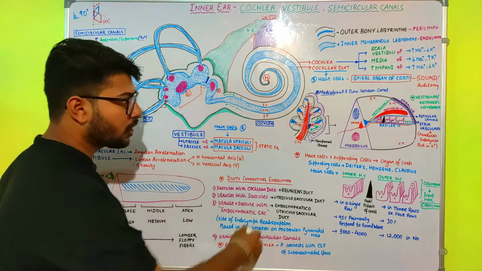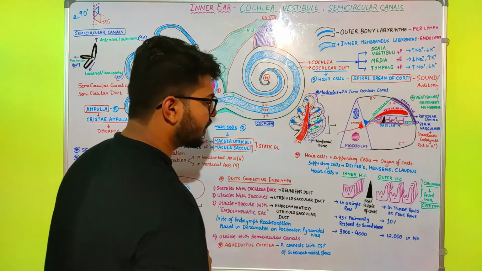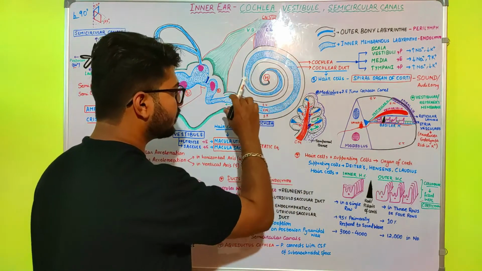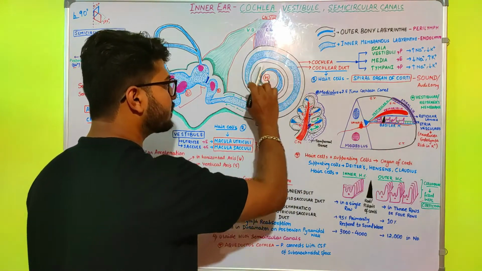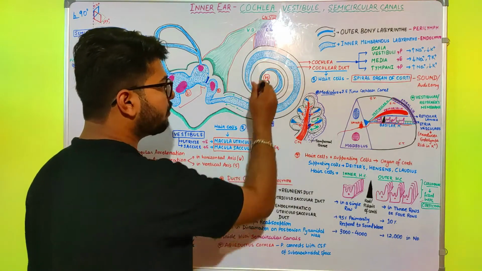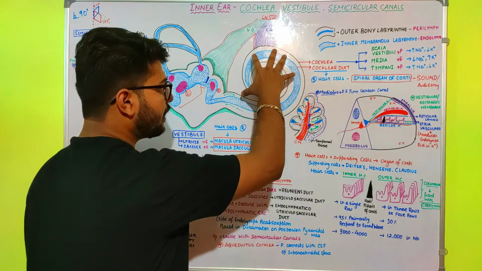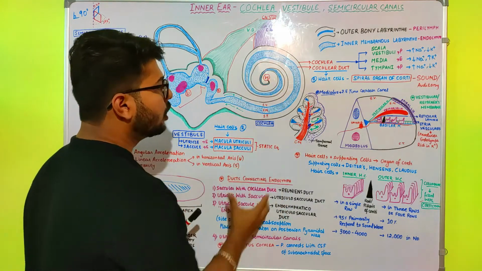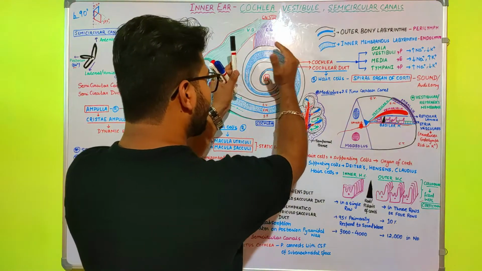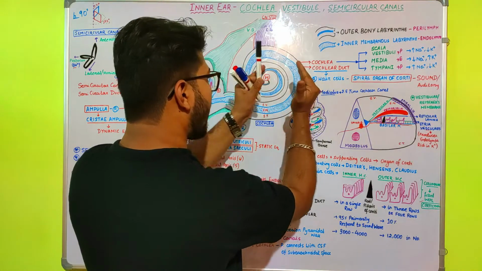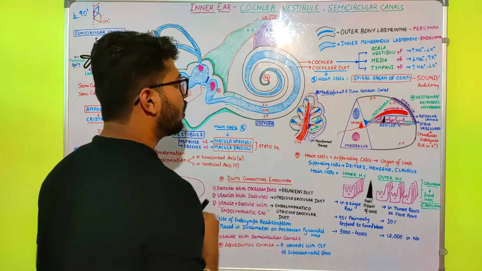Now let's read about the bony structure of this cochlea. As you can see, the cochlea is present in a spiral manner, with the axis of the cochlea facing towards you, and it is present in a conical manner. Just imagine that this is the base of the cone and the apex lies towards you.